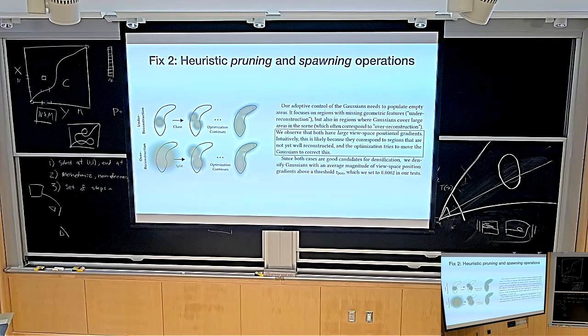I was also noticing they set the threshold for large gradients to 0.0002, so it seems like they're not actually that big. I don't know what large or small gradients mean, but yeah, you're right. It's just random, right? They just picked it.